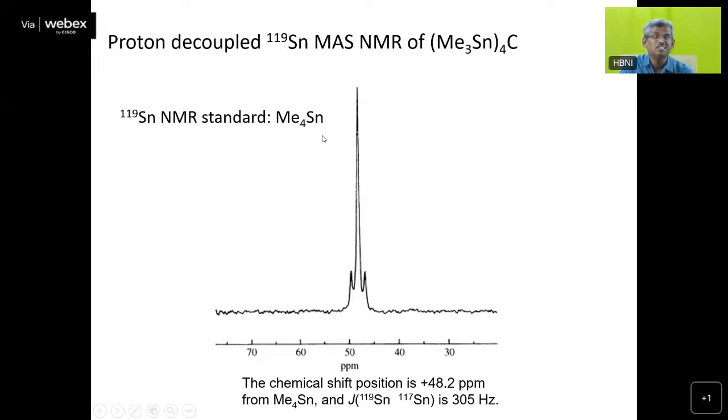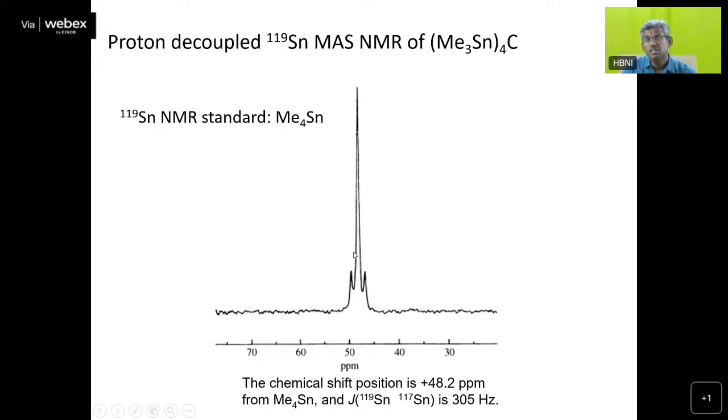But many times we don't get tetramethyltin. So what we do is put a small amount of SnO2, and we know where the SnO2 peak comes. Then, based on a secondary reference, we do the NMR, because sometimes getting Me4Sn is difficult. So this is somewhat a derivative of Me4Sn: Me3Sn with 4 times C carbon.